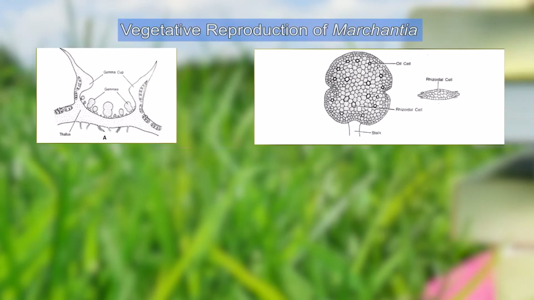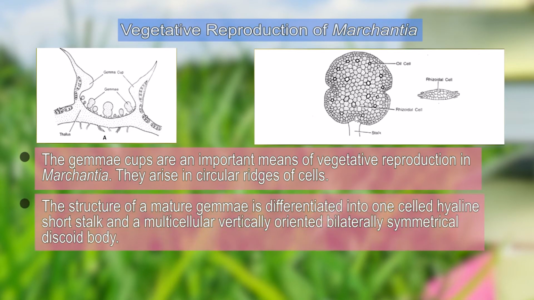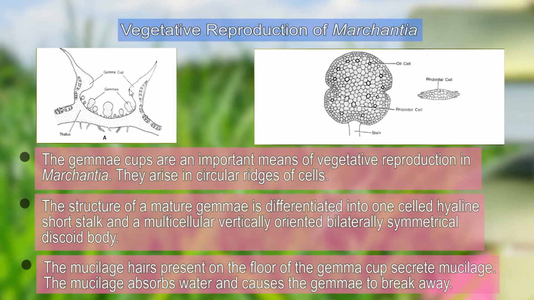Marchantia's gametophytic structure reproduces by means of gemma cups. The gemma cups occur along the midrib of Marchantia. If you look into the structure of a gemma, it is a stalked structure. It has a one-cell stalk and a multicellular, vertically oriented, bilaterally symmetrical discoid body. The mucilage hairs present in the gemma cups help to secrete mucilage, and this mucilage absorbs water and helps in the dispersal of gemmae. From the gemma arises another gametophytic structure.